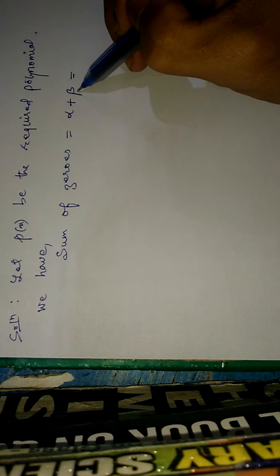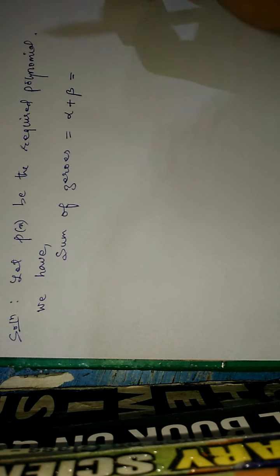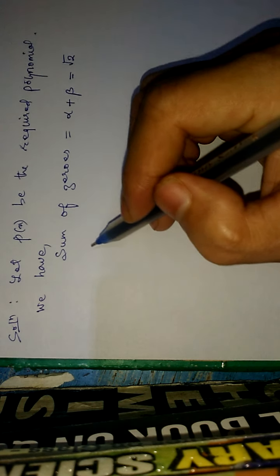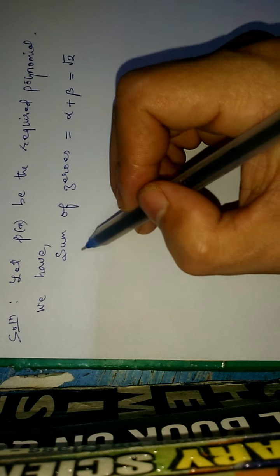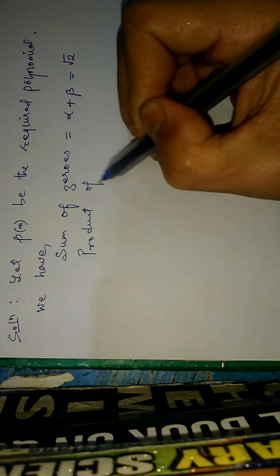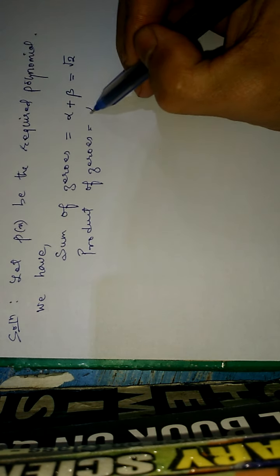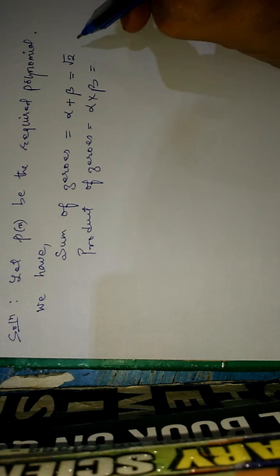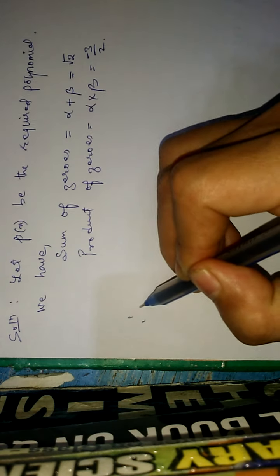The product of zeros is also given. It will be alpha into beta. That is minus 3 by 2. Therefore, the polynomial p(x) is given by x square minus (alpha plus beta)x plus alpha into beta equal to 0.